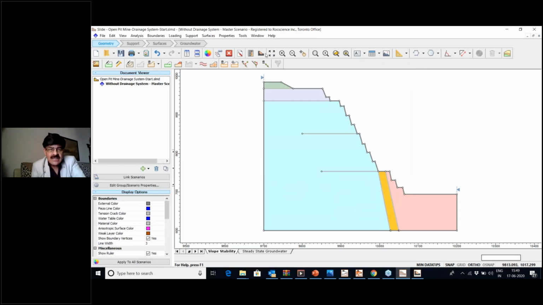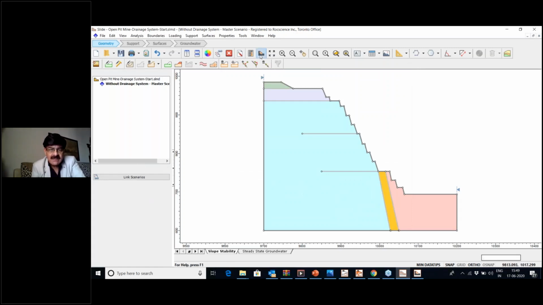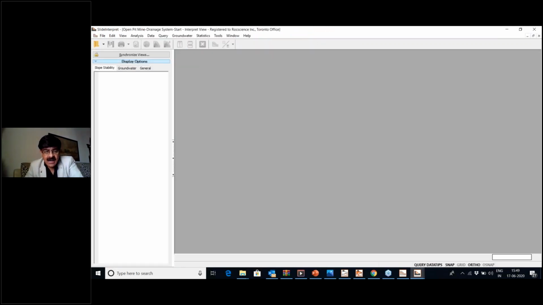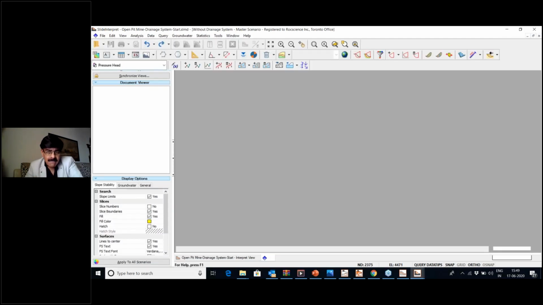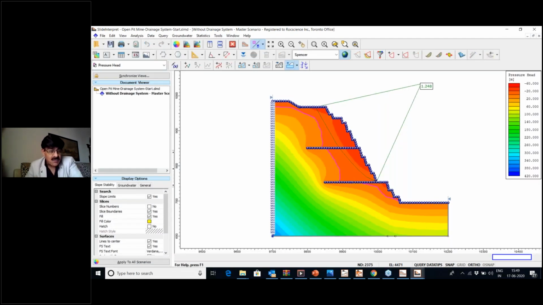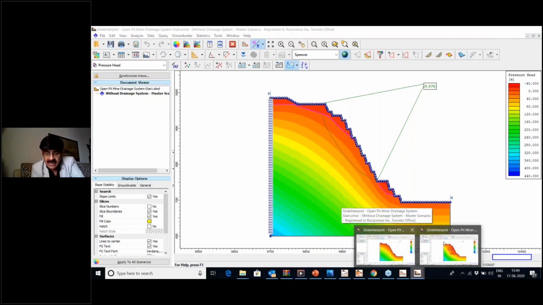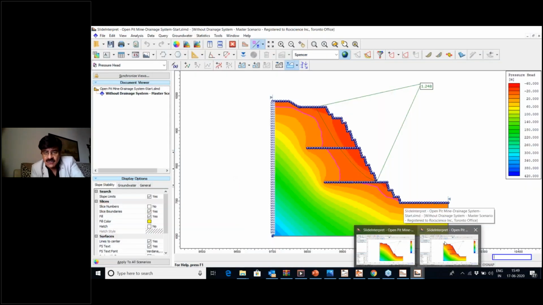And it's done, so you can look at the factor of safety obtained. This was the previous one, 0.976. And now, with the drains provided, the factor of safety improves to 1.248. So if in this open pit mine the required factor of safety was 1.2, the slope is safe now. Earlier it was not safe, and you can compare with this one. The 0.976 was the earlier one, and now it is 1.248.